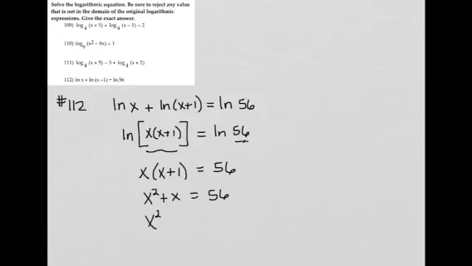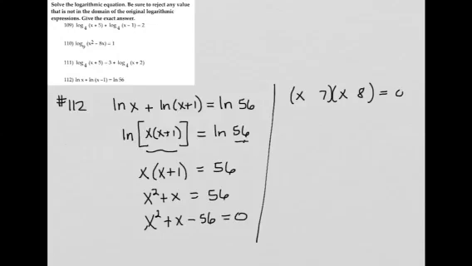Bring the 56 over to the left. And factor. That's going to be 7 and 8. And the 8 is positive and the 7 is negative, which gives me x equals 7, x equals negative 8.